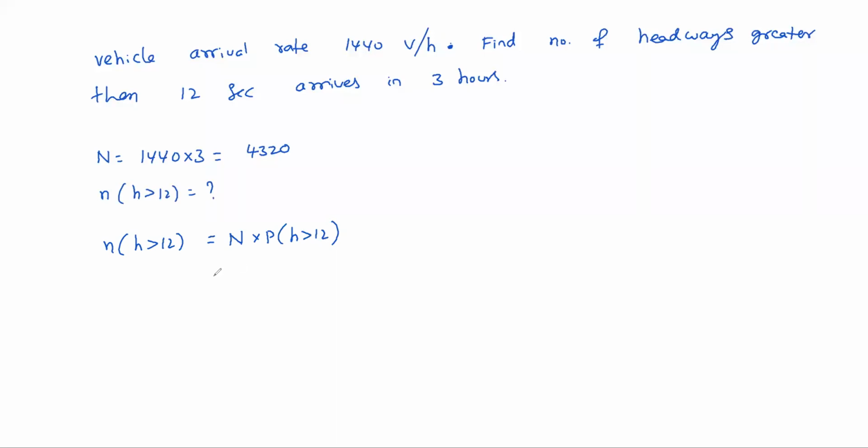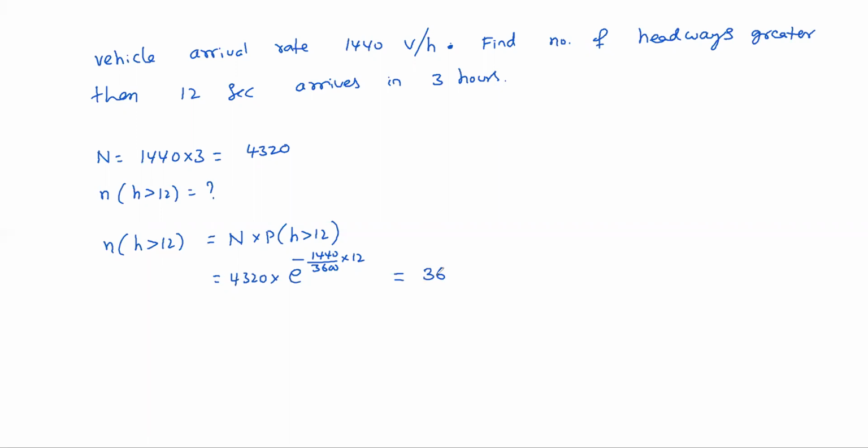So that equals N, here 4320, times the probability of headway greater than 12, which is nothing but e power minus lambda t. Lambda is 1440 divided by 3600, into 12, which is equal to how much? 35.5, round it to 36. See, 36 headways are greater than 12 seconds in 3 hours.